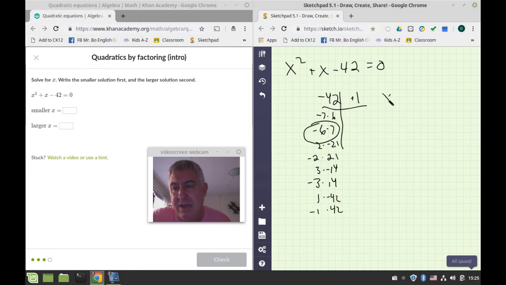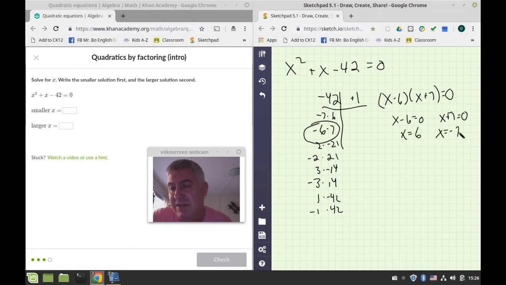So we have x minus 6 times x plus 7 is equal to 0. And that means x minus 6 equals 0, or x plus 7 is equal to 0. Alright, so x is equal to 6, or x is equal to negative 7. I'm going to put in the negative 7 because that's probably the one. Negatives are always where I make mistakes. So negative 7 squared is 49, minus 7 minus 42, and that is equal to 0. Okay, so it looks good.